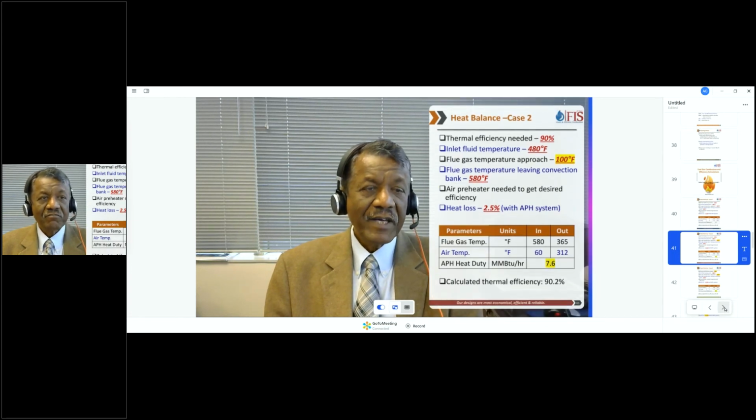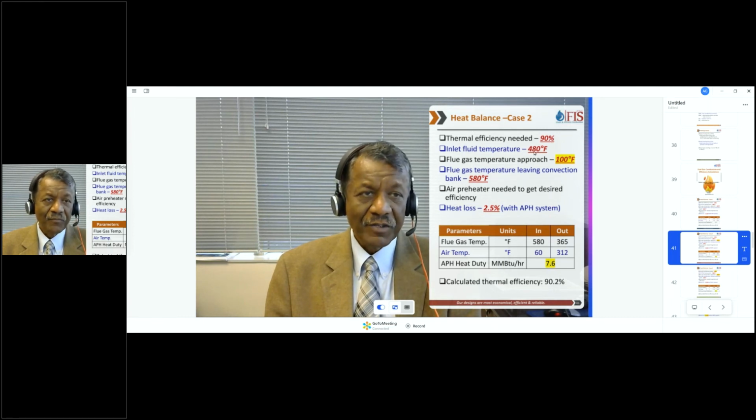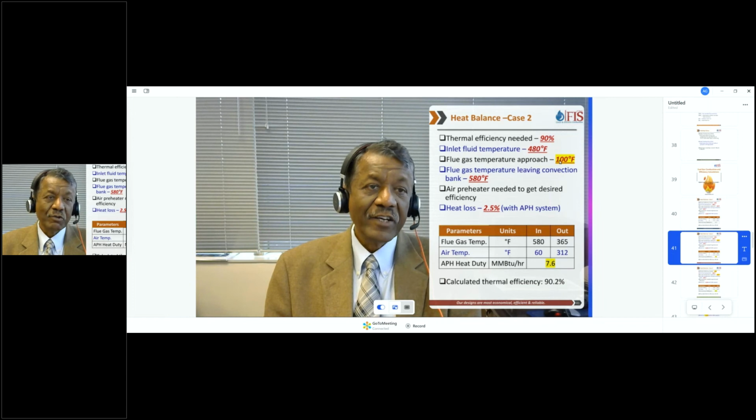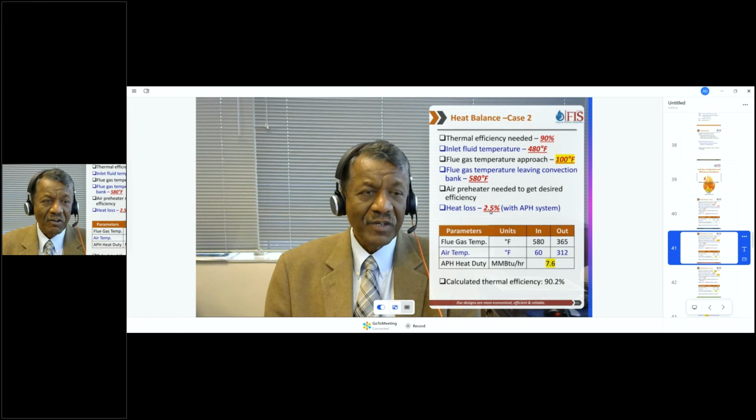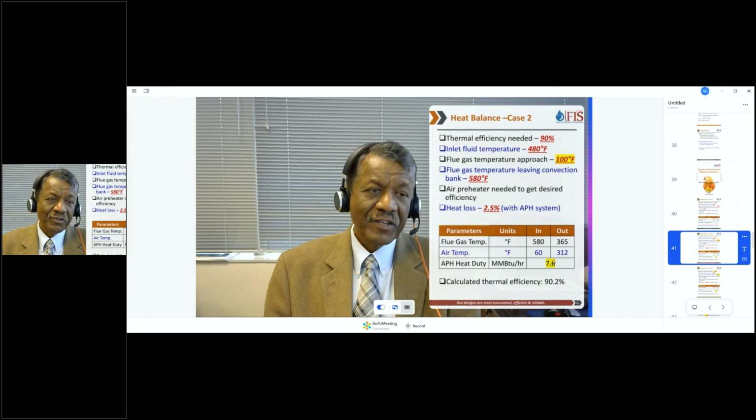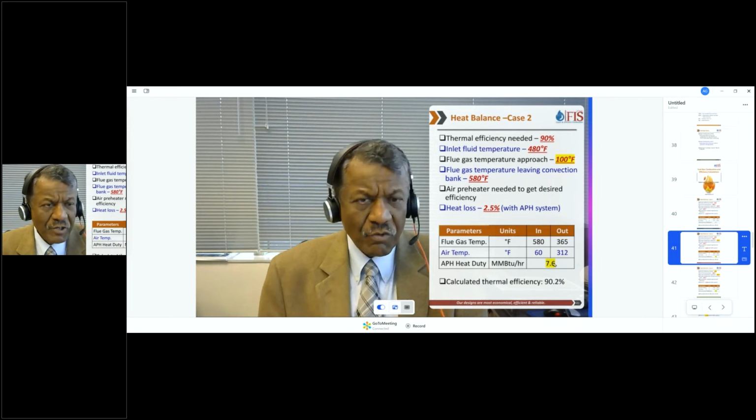In this case, I say, okay, I still want 90% efficiency. My inlet fluid is again the same, but I want to use a 100 degree approach. Instead of a 200 degree approach, I change it to 100 degrees approach. So now the flue gas temperature leaving convection is 580. And as I do that, I still need an air preheater. I had to get 2.5% heat loss. I still cool the flue gases to the same temperature, but my air preheat temperature is much lower, 312 degrees, and 7.6 million. So why would I do that?